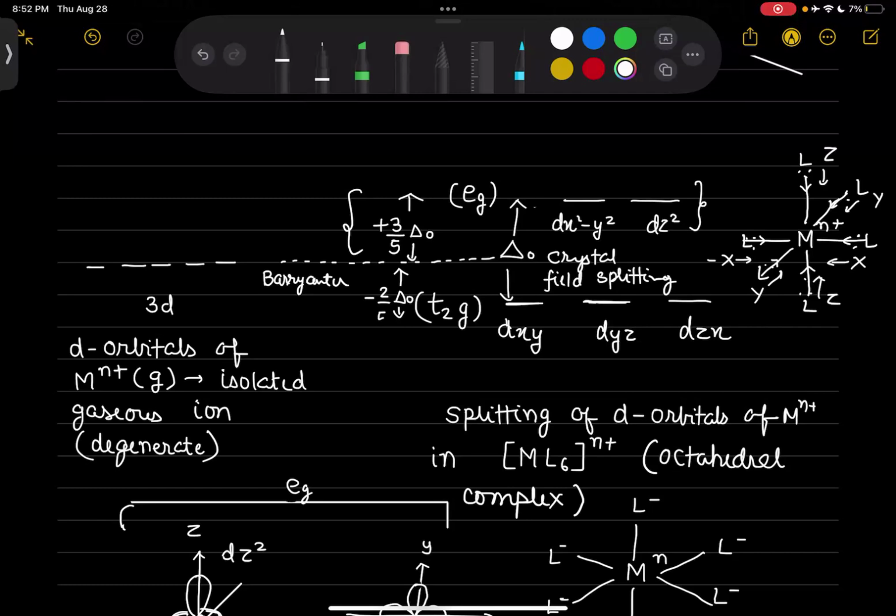Okay, so it is just like a center of mass, M1, X2, M2, X1, like that. So there are 2 d orbitals with energy 3 by 5, and 3 of the d orbitals having lower energy, minus 2 by 5. Got it? Is that clear? This is the average energy of the d orbitals.